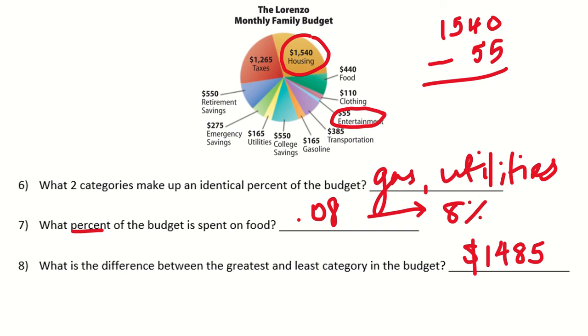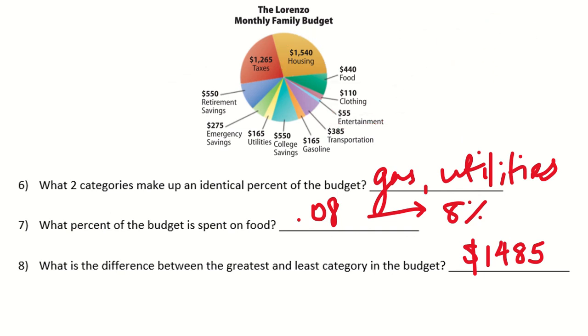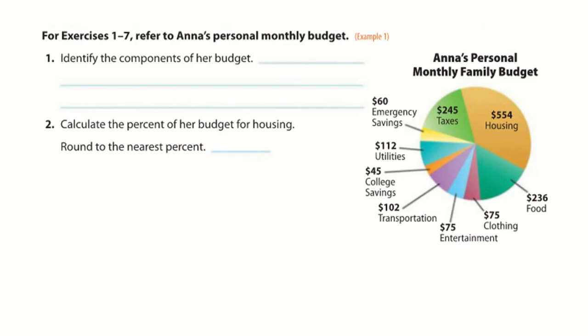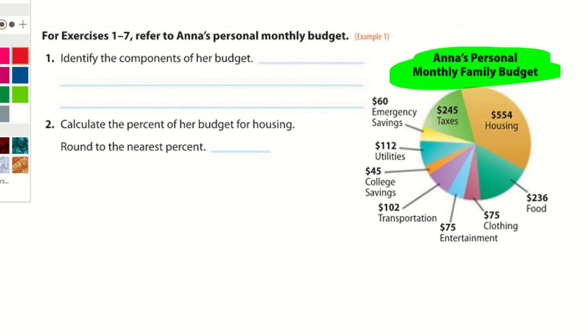Okay, so that is how you use the pie chart, a picture of a budget, to answer different types of questions. I have a whole new example. This time we're dealing with Anna's personal family budget. This time, why don't you pause the video and try to answer a question yourself first, and then compare it with what I put. Okay, question 1.